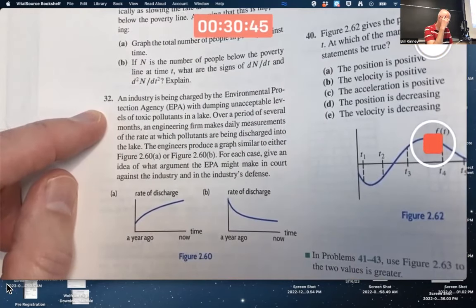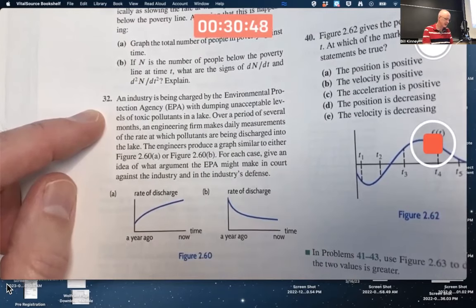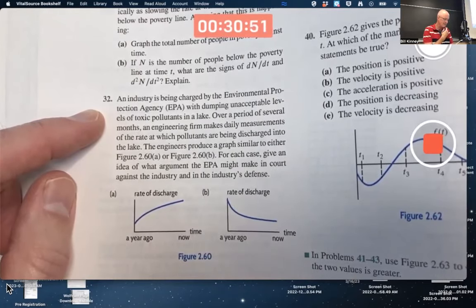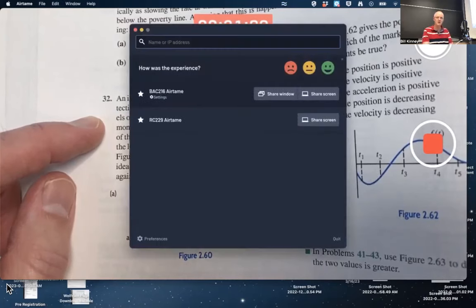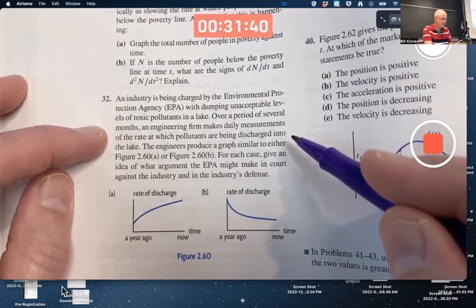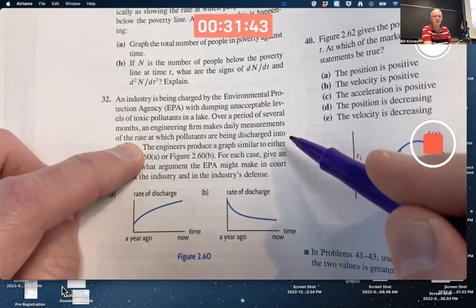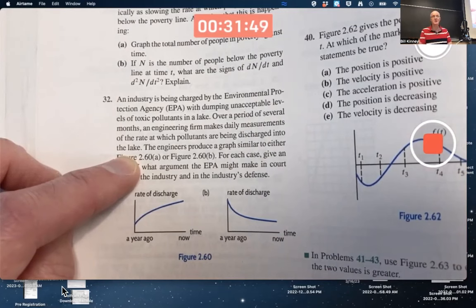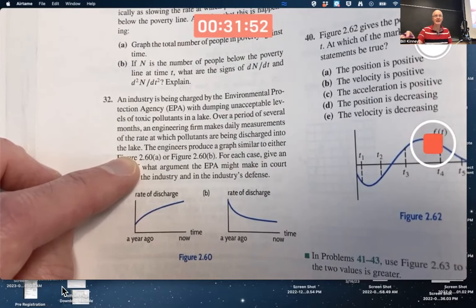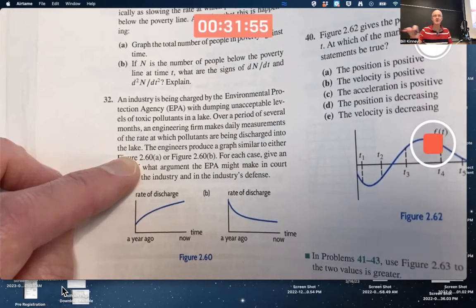An industry is being charged by the EPA, Environmental Protection Agency, with dumping unacceptable levels of toxic pollutants into a lake. Over a period of several months, an engineering firm makes daily measurements of the rate at which pollutants are being discharged into the lake. They're not actually measuring how much pollution is in the lake. I guess they're sitting there by the discharge sewer or something and measuring how fast the pollutants are coming out. That's easier to measure than the total amount of pollutants in the lake.